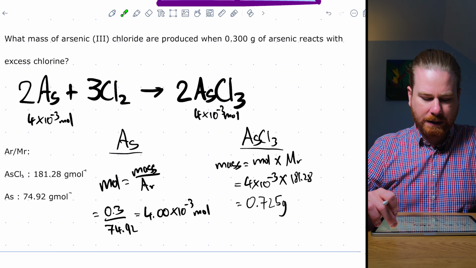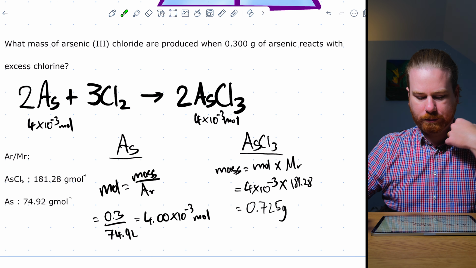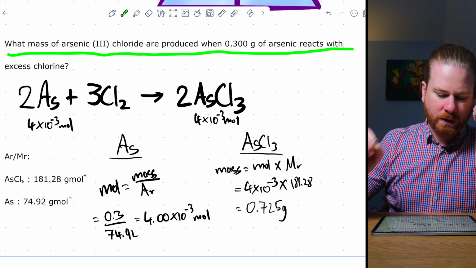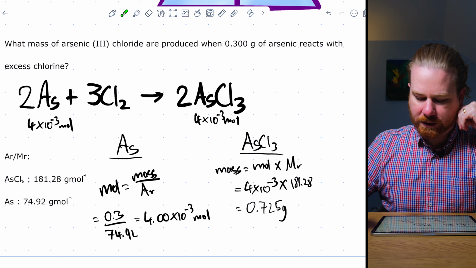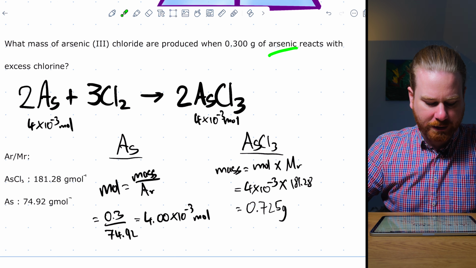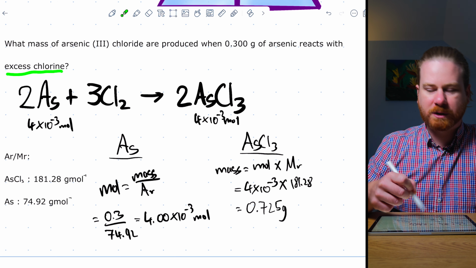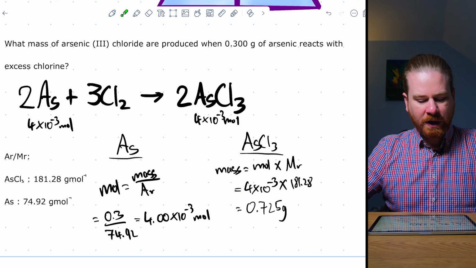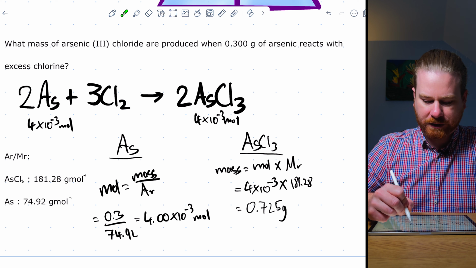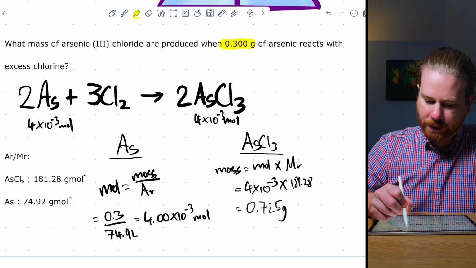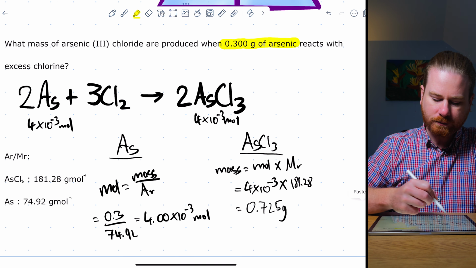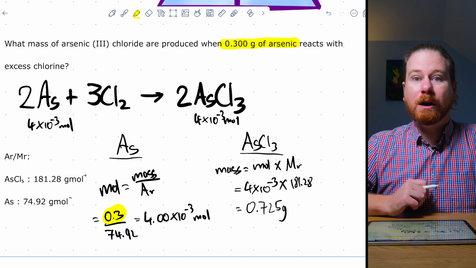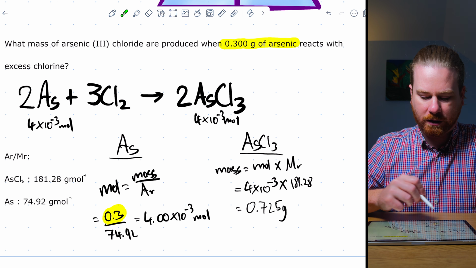So in our first example, we have our question here. What mass of arsenic 3 chloride is produced when 0.3 grams of arsenic reacts with an excess of chlorine? An excess just means we don't need to worry about the chlorine running out. So we're just going to be focusing on these 2 things. So first things first is the 0.3 grams of arsenic. We are going to see how many moles are in 0.3 grams of arsenic.